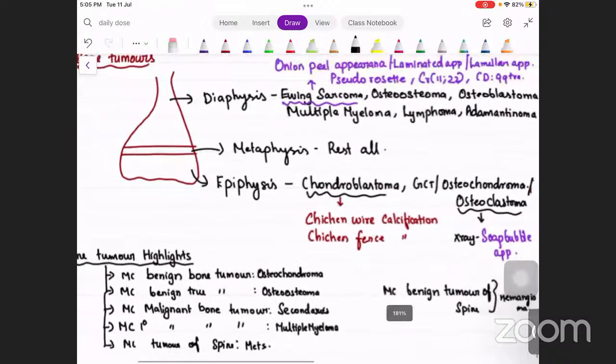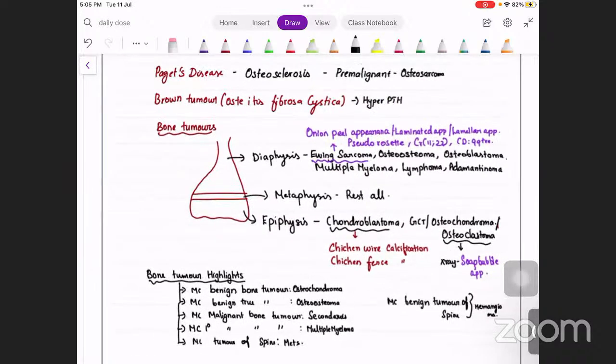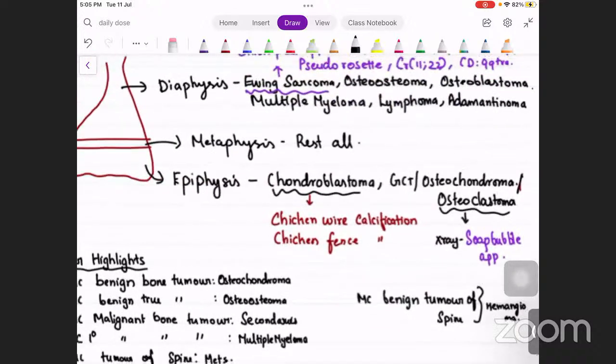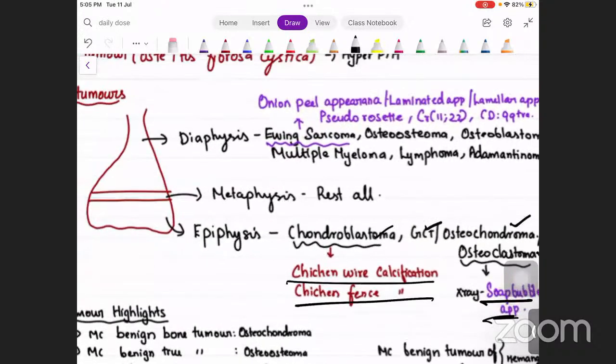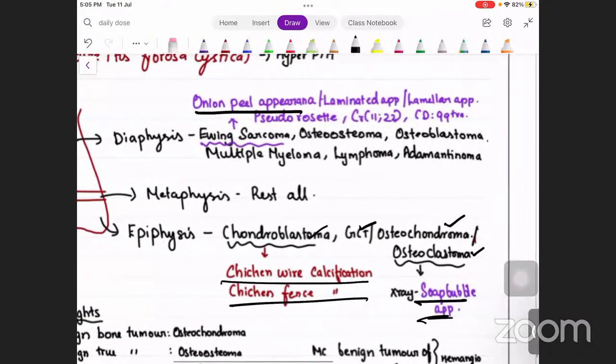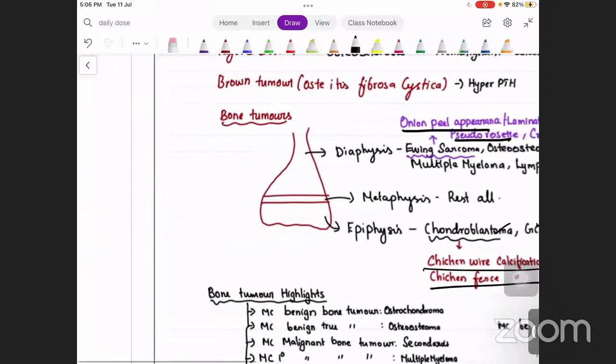Now, speaking about bone tumors, you have the epiphysis, metaphysis, and diaphysis. Bone tumors are pretty important. Epiphyseal bone tumors are chondroblastoma, GCT, osteochondroma, and osteoclastoma, while X-ray shows soap bubble appearance in osteoclastoma. In chondroblastoma, you may see chicken wire calcification. Ewing sarcoma, you may see onion peel appearance and pseudo rosettes.